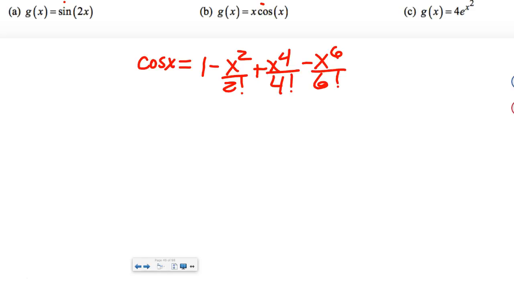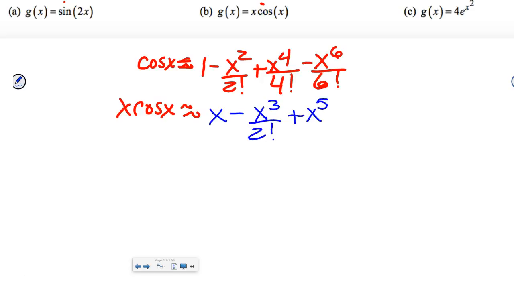This says x cosine x. So all I'm going to do, and that should be approximate, I'm being a little sloppy, is not even replace, multiply everything through by x. Sometimes what they'll do on the AP exam, let me write this out first. So I'm going to multiply everything through by x. It's going to leave those factorials the same. It's going to bump the power up to an odd.